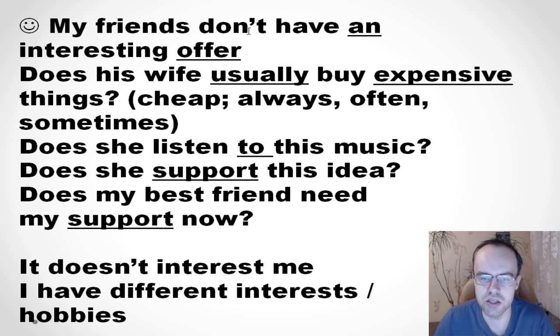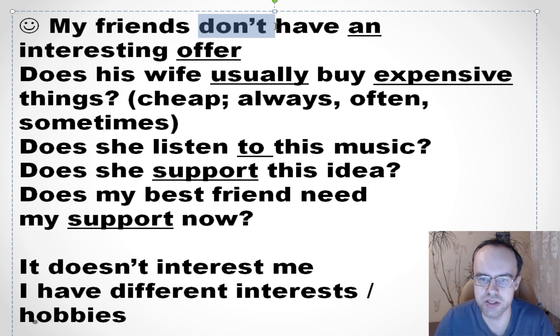Okay, my friends don't have an interesting offer. So don't, because my friends, so it's they, and have an interesting offer. So we talked about it. You have an article, a or an, then an adjective, and then a noun. My friends don't have an interesting offer. Does his wife usually buy expensive things? Yeah, so maybe cheap things. So you can also use usually, always, often, sometimes, so different words.